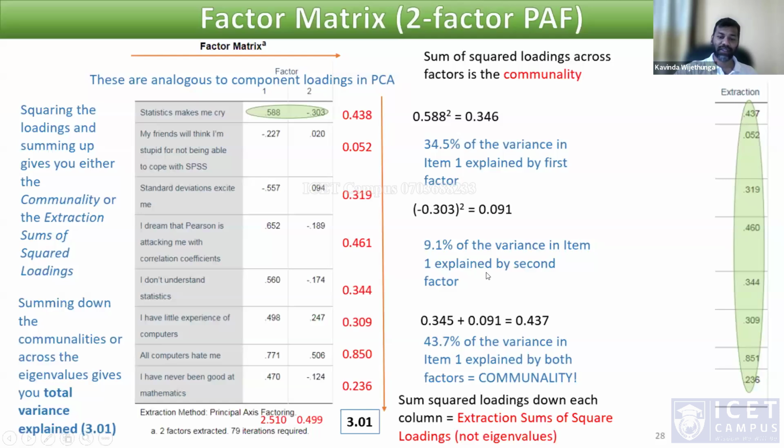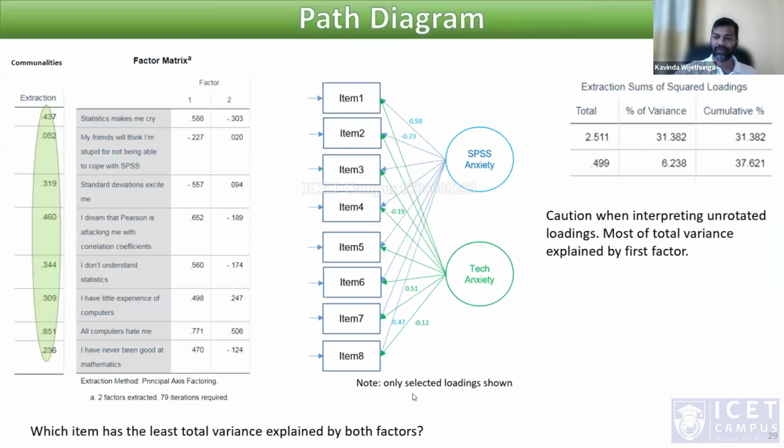This is the bar diagram, actually only the selected loadings are shown, right? So then statistics anxiety with item 1, 0.588. These are the factor loadings actually. Factor loading is what we call it, right? So then 0.59, that is the factor loading, right? So then with item 2, the SPSS anxiety factor loading is 0.227, right? It means if we use 2 decimal points, that is 0.23. And for the third item, the factor loading is 0.56, right?